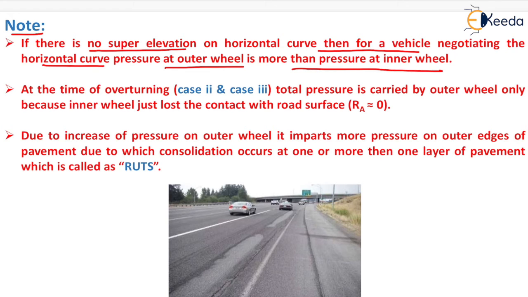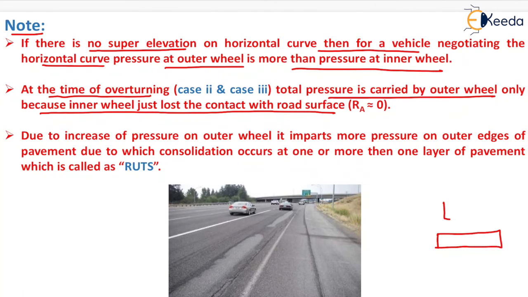It means that if there is no super elevation on a horizontal curve, then the pressure at the outer wheel is more as compared to the pressure at the inner wheel due to centrifugal force P. Now at the time of overturning, that is for case 2 and case 3, for unsafe condition and on the verge of overturning, total pressure is carried by the outer wheel only, because the inner wheel just lost contact with the road surface. It means that when the vehicle is traveling along a horizontal curve, the inner wheel just loses contact with the road and pressure at the outer wheel is very high.